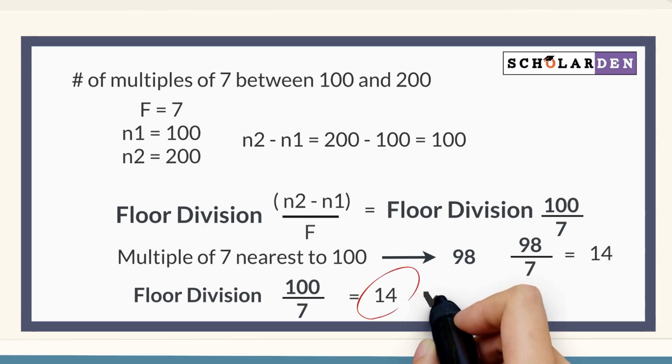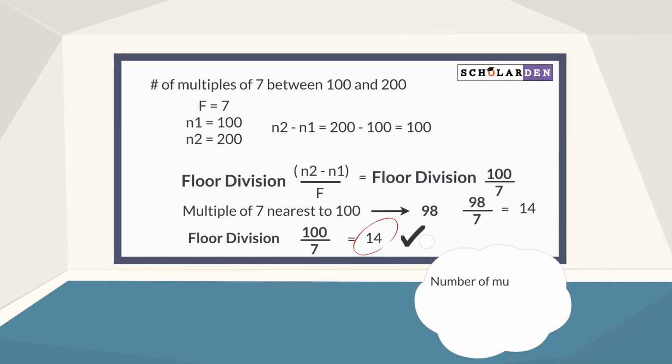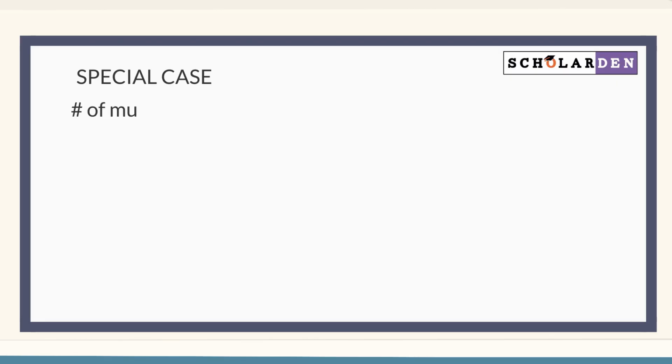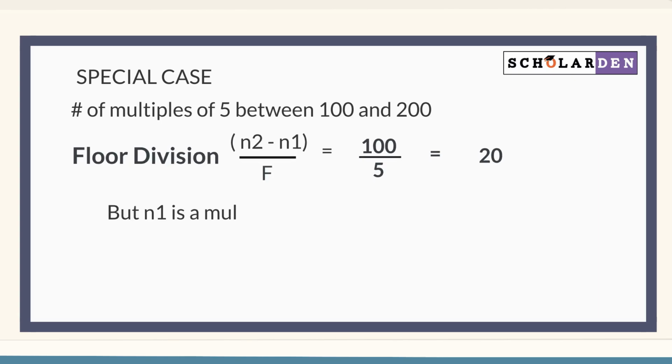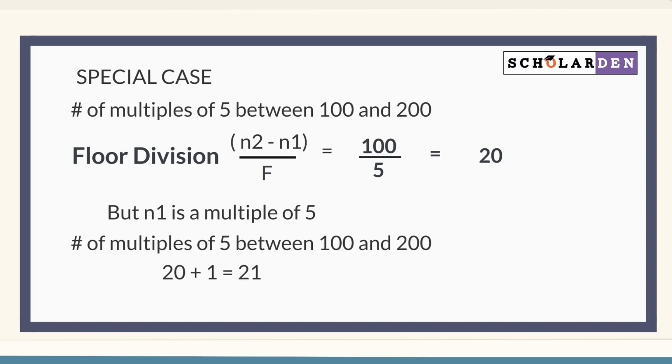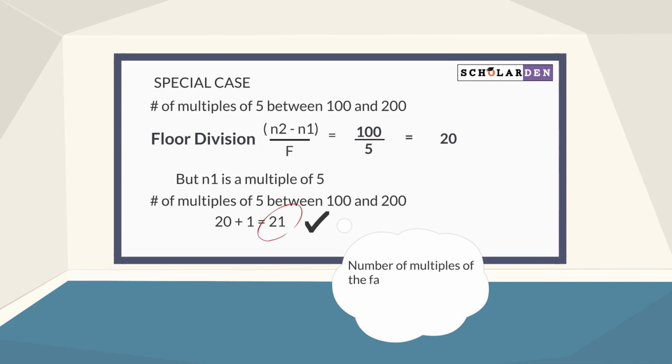The result of this floor division is the number of multiples of the factor between the two numbers n1 and n2 inclusive. As a special condition, if the lower limit, n1, is also a multiple of the factor, add 1 to the result of the floor division, and this would be the number of multiples of the factor between n1 and n2 inclusive.